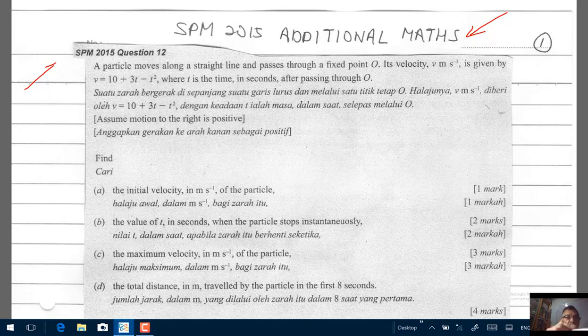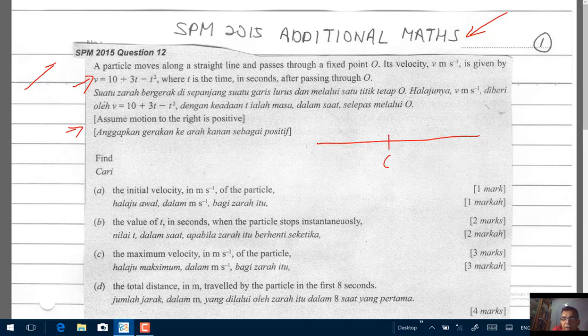Okay, let's start. We have a particle that moves along a straight line and passes through a fixed point O. Its velocity v is given by this expression here. t is the time in seconds after passing O. And we are asked to assume motion to the right is positive. That's a pretty standard assumption.